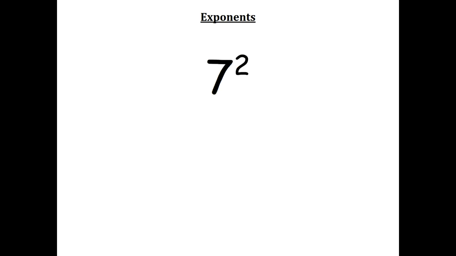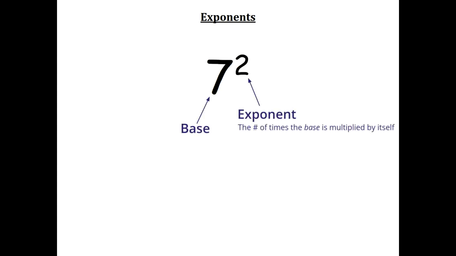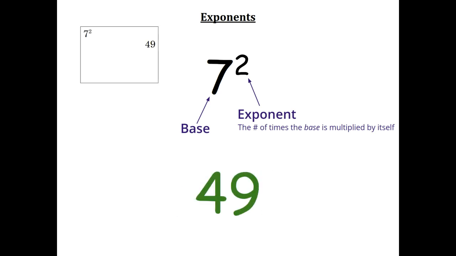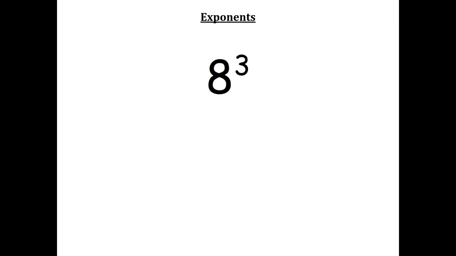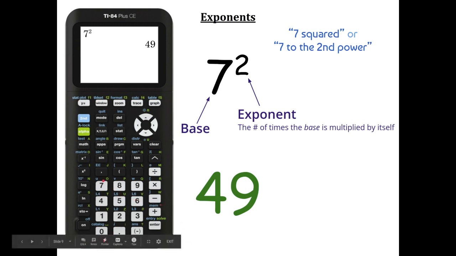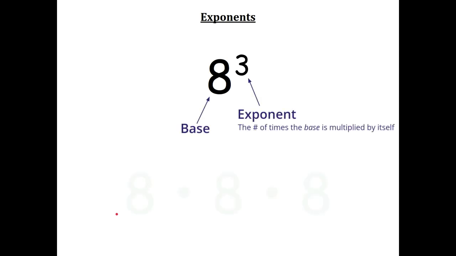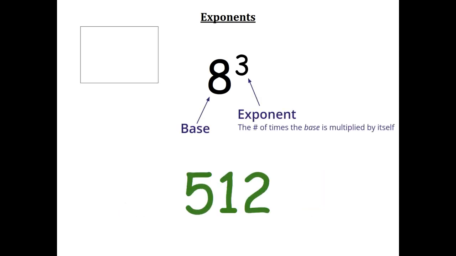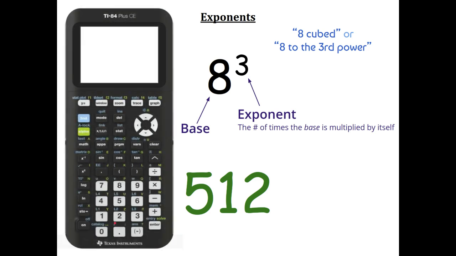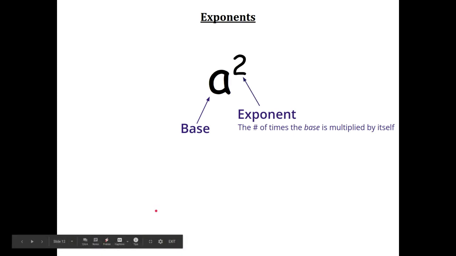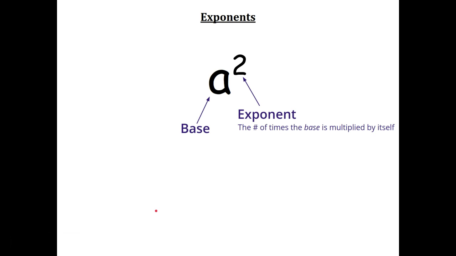7 to the second power, also called 7 squared, would be 7 times 7, which is 49 in the calculator. Again, you would do 7 over here, and then raise it, and then press 2, and you get 7 squared is 49. 8 to the third power, 8 cubed again, that's 8 times 8 times 8, which is going to be 512. In the calculator, you do 8, this button right here, and then 3, and then press enter, and you get 512.